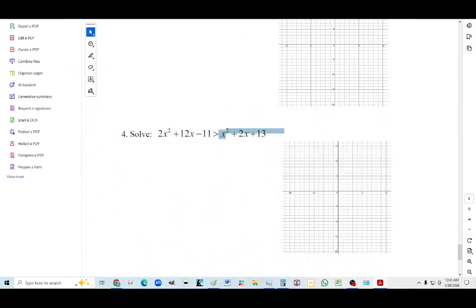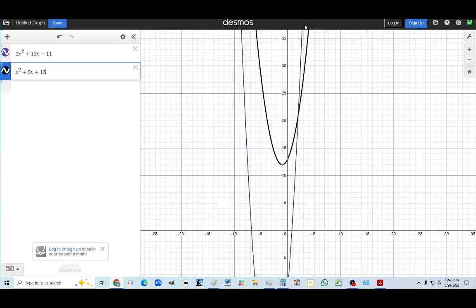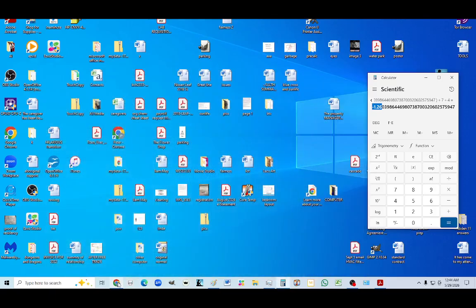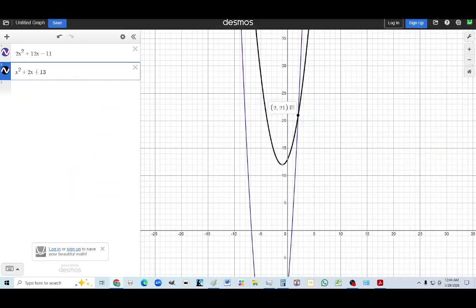So let's have a look at the graph. We can see the two graphs, and I can see it crosses here. Look at that, at 2. So when is the top graph, because that's the leftmost graph, right? The top graph. When is the top graph above? So when is purple above? Let's say red instead of black.